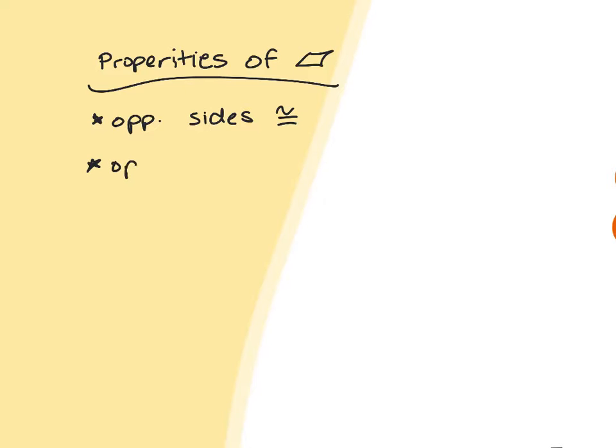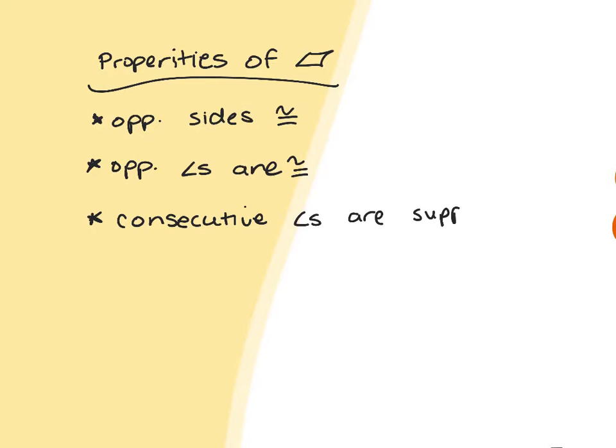Opposite angles are congruent. If the angles are on the same side, they add up to 180. Okay, consecutive angles are supplementary. Opposite sides are parallel.